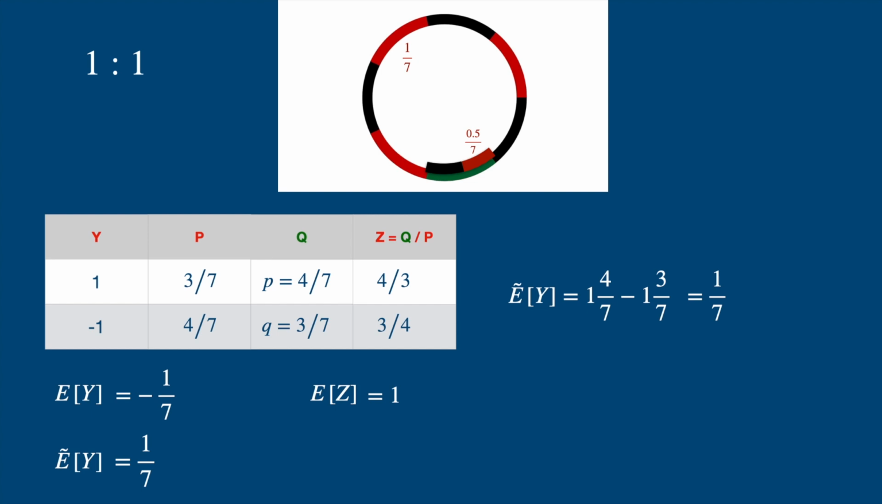We can also verify that the Radon-Nikodym derivative has the desired properties. Let's start with its expected value under the measure p, values of z times the respective probabilities. The 3s and 4s cancel, and then 3 plus 4 equals 7, so we get 1, which is what we expect to see. Now as an exercise, can you verify that the expected value of y under measure q equals the expected value of y times z under the measure p?